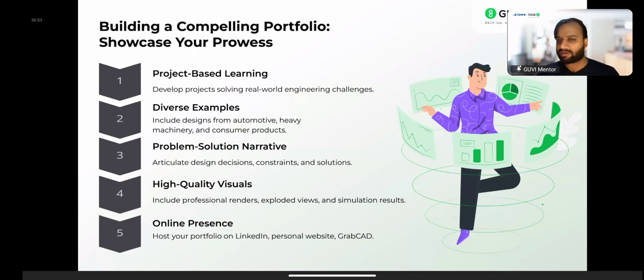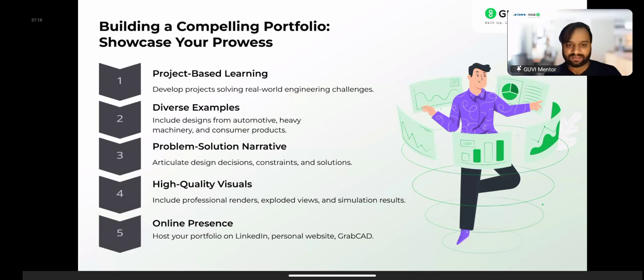You have created your design, but you need rendered images also. Why? Because there are marketing teams and sales teams who will show that image to a customer for a marketing campaign and all. For that you need to create a render image also. You can have rendering skills also, right? Exploded view, you know about the exploded view, simulation results, then problem solution narratives.